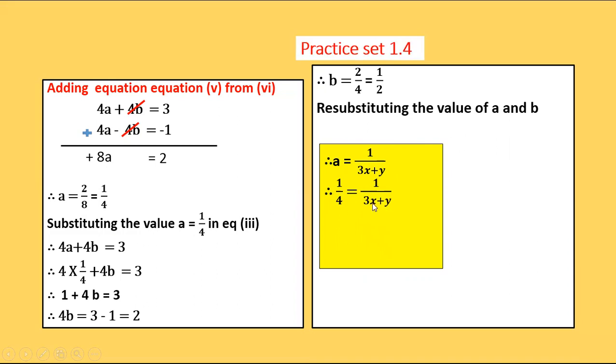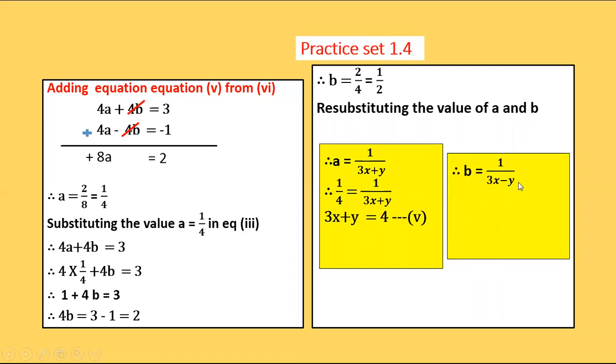Cross multiplication, 3x plus y multiply 1 is equal to 4 multiply 1 is a 4. We get equation number 5. And b is equal to 1 upon 3x minus y. Therefore, 1 upon 2 is equal to 1 upon 3x minus y. It is also cross multiplication, 3x minus y is equal to 2. We get equation number 6. From equation 5 and 6, the coefficient of y is the same, having opposite sign. Adding equation 5 and 6.